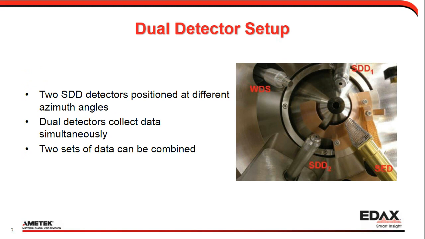This is the pole piece of SEM. Around the pole piece, we have secondary electron detector, EDS, and WDS detectors. For dual EDS detector setup, the two SDD detectors are positioned at different azimuth angles and collect data simultaneously. The two sets of data are stored separately and they can be combined.